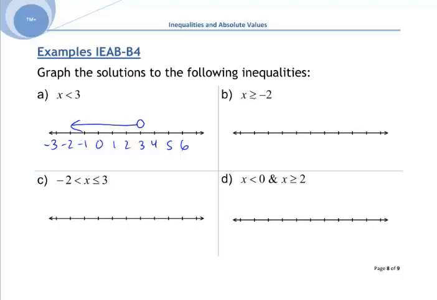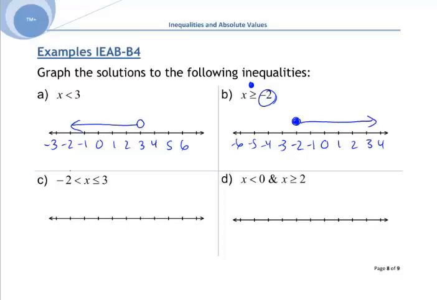X is greater than or equal to -2, so we know it's going to be a closed circle. Try and put the value that you're using in the middle. So if I put -2 there, -1, 0, 1, 2, 3, 4, -3, -4, -5, -6. Colour in at -2, and x can be greater than or equal to it.